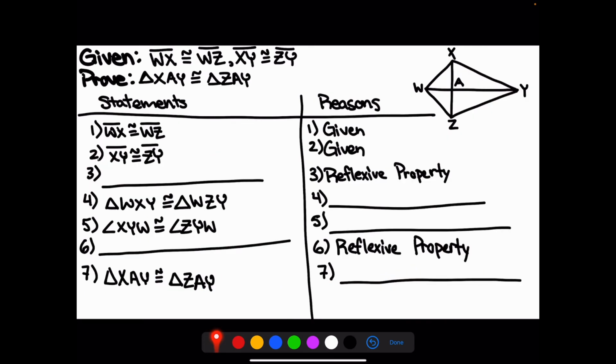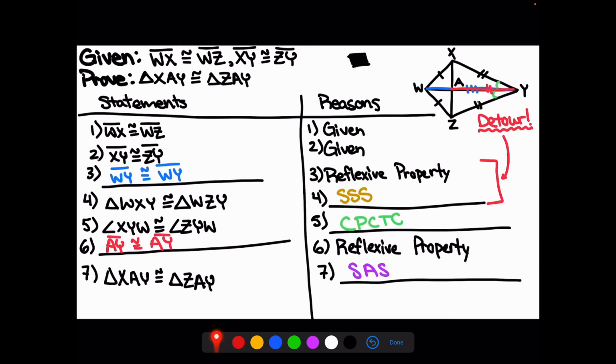All right. Next, WX is congruent to WZ. XY is congruent to ZY. We want to prove that triangle XAY is congruent to triangle ZAY. So to get started, we have our given information.